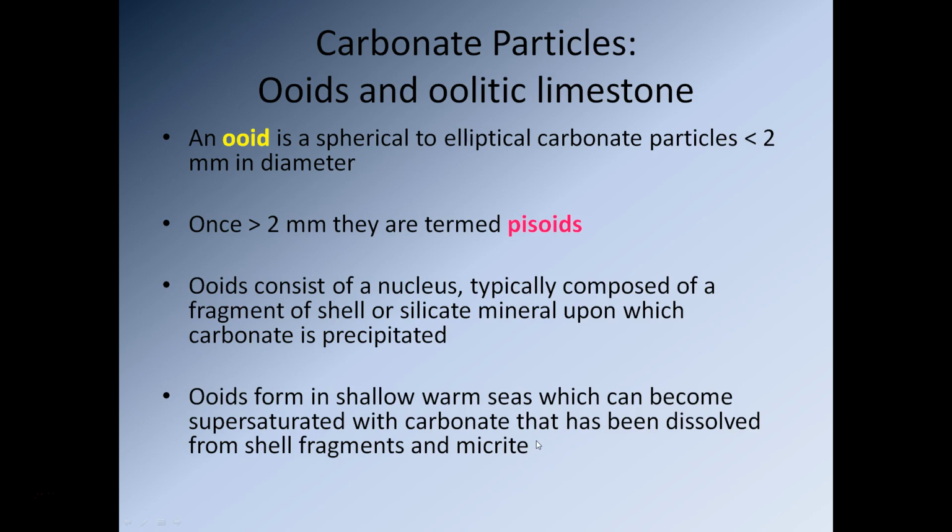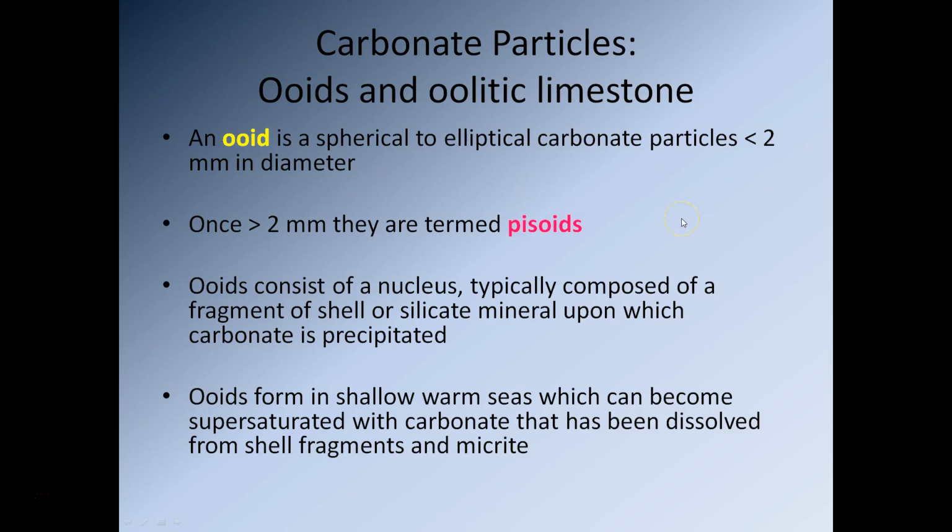So what about carbonate particles? Carbonate particles are essentially fragments of carbonate material, and in most cases they are pieces of shell. However, in some cases carbonate particles can have very distinctive modes of formation. By far and away the most common type of carbonate particle that's not just a random piece of shell is referred to as an ooid. Ooids are spherical to elliptical carbonate particles that are less than 2 millimeters in diameter. If they are greater than 2 millimeters in diameter, they are termed piezoids.